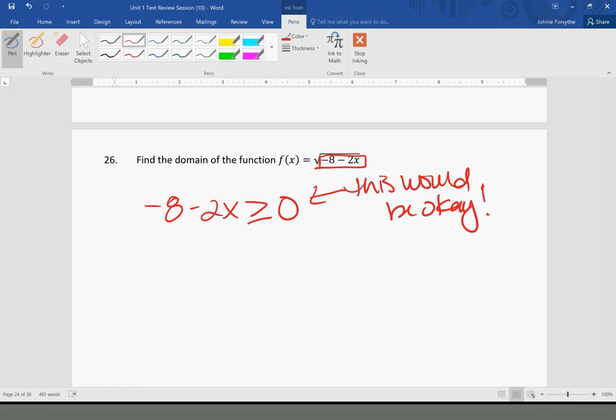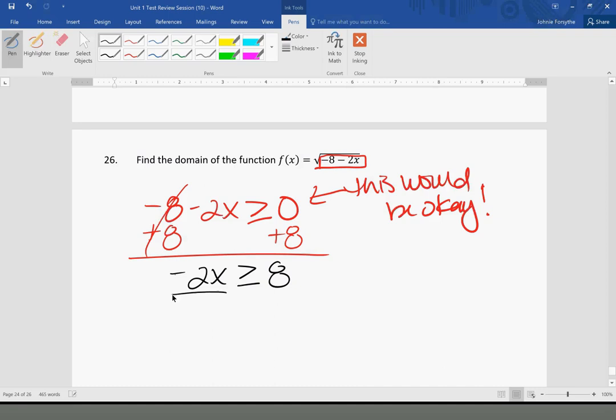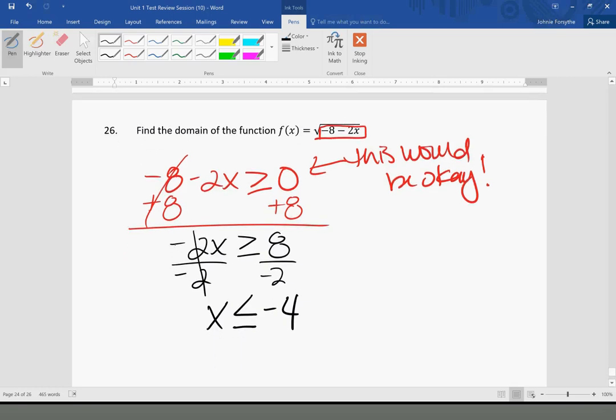So we will solve for x by adding the 8 because we want to get that term with x by itself. So we have negative 2x is greater than or equal to 0 plus 8, which is 8. And then we're going to divide by negative 2. And if you divide or multiply across an inequality by a negative, we have to flip that inequality sign. So we have x is less than or equal to 8 divided by negative 2, which is negative 4. So that's the domain in set builder notation.